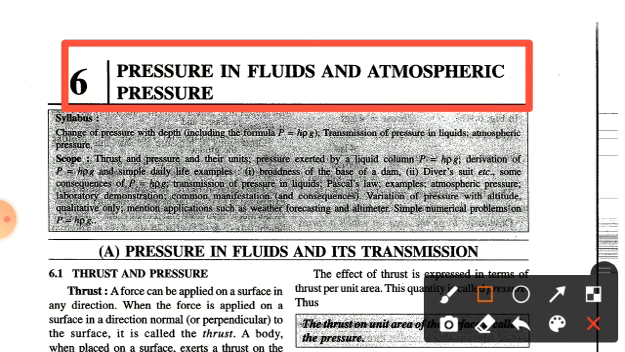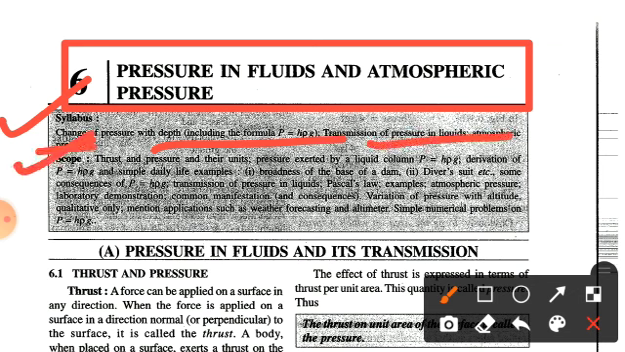I am going to present chapter number 6, which is pressure in fluids and atmospheric pressure. Clear? Students, before starting the chapter, just have a look at the syllabus. In this syllabus you can see it is written: change of pressure with depth, including the formula h rho g. Fine. Then transmission of pressure in liquid, atmospheric pressure.